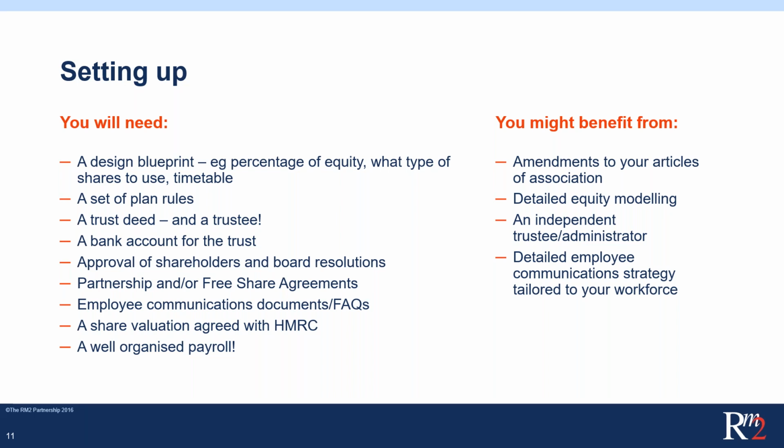You might also benefit, these are the nice to haves. You might consider amending your articles of association. So for example, if you want to create a different class of shares, you might want to do some more detailed equity modelling to work out exactly how much equity over a period of time, assuming so many employees, so many leavers, how much is a SIP actually ever going to acquire.